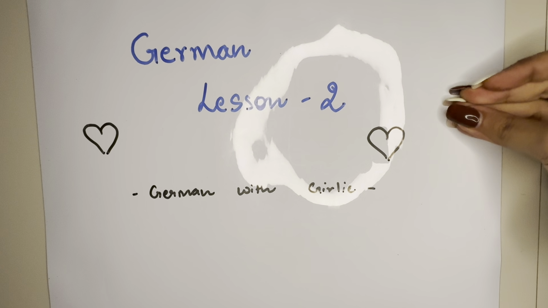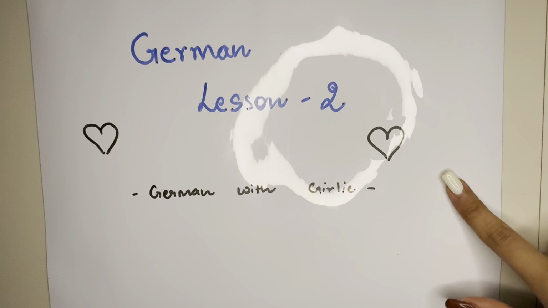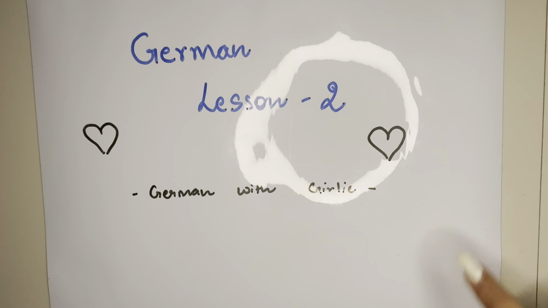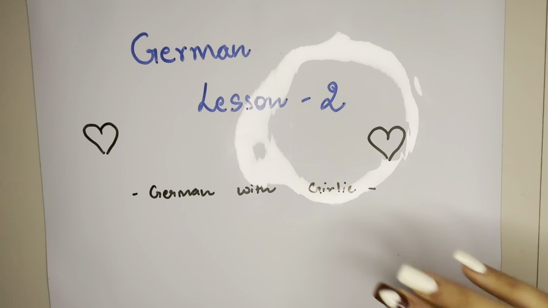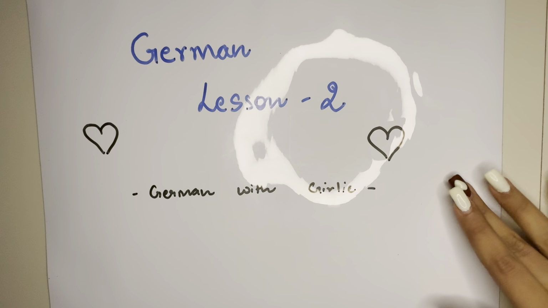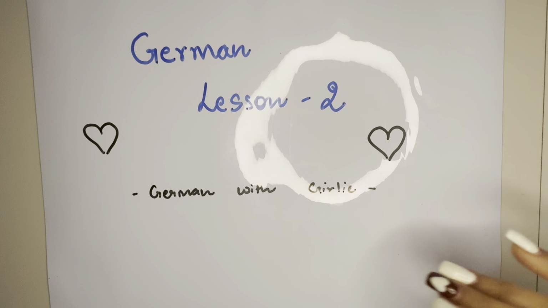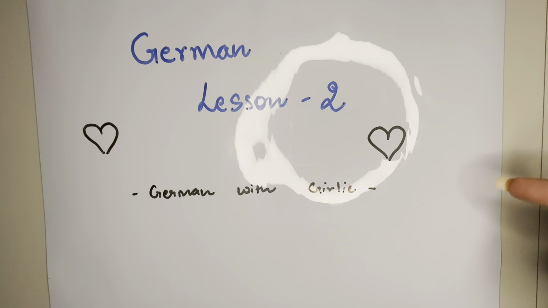So this lesson is specially made for beginners. I hope you have seen my first lesson, which was about das Alphabet, the 30 letters in German. Today's lecture is also going to be beginner friendly. It is going to be about the numbers in German. We are going to learn how to write and how to pronounce numbers in German.